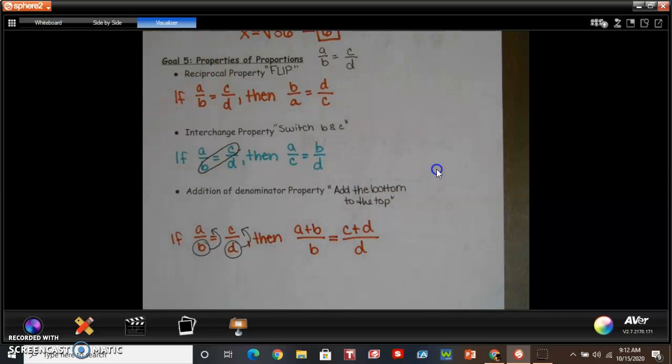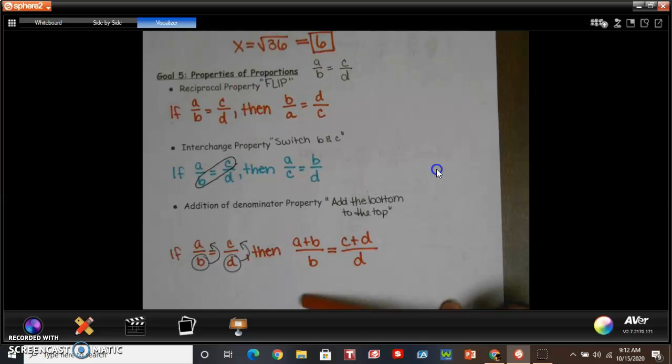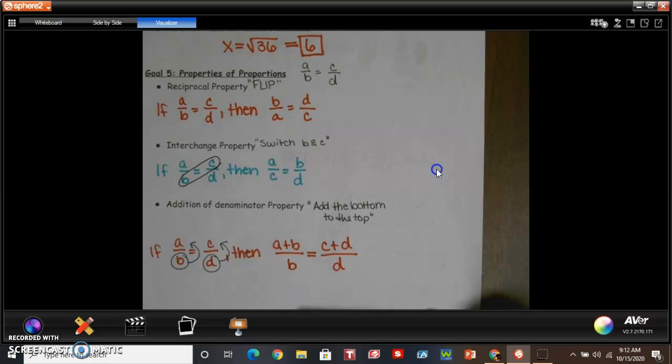All right? And if you're thinking to yourself, when am I ever going to use this in the real world? Whenever you have to pass this test. Okay? All right, so now let's practice being able to use those different properties.